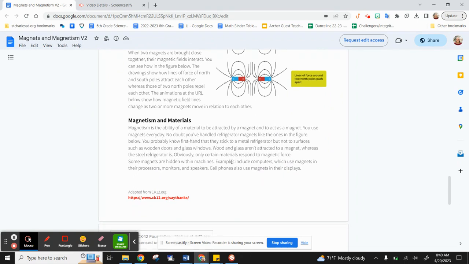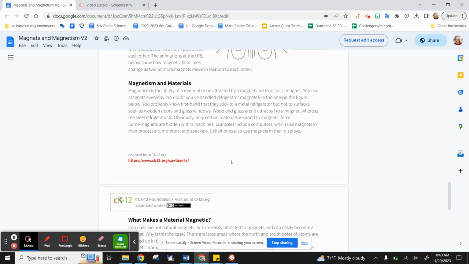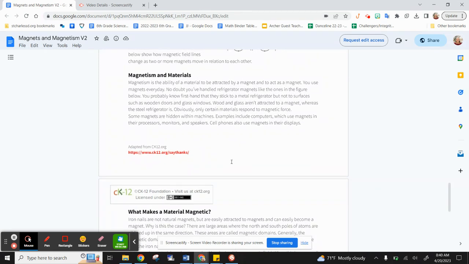Magnetism and materials. Magnetism is the ability of a material to be attracted by a magnet and to act as a magnet. You use magnets every day. No doubt you've handled refrigerator magnets like the ones in the figure below, and you probably know firsthand that they stick to a metal refrigerator, but not to surfaces such as wooden doors and glass windows. Wood and glass aren't attracted to a magnet, whereas the steel refrigerator is. Obviously, only certain materials respond to a magnetic force.